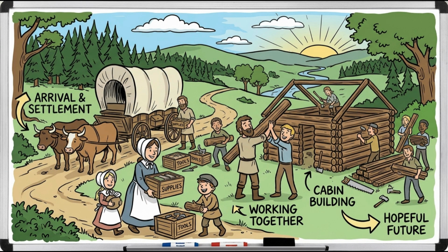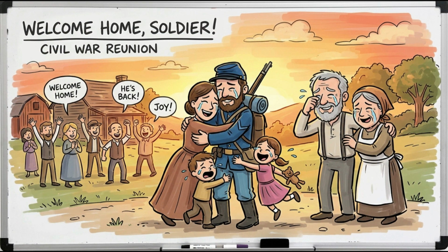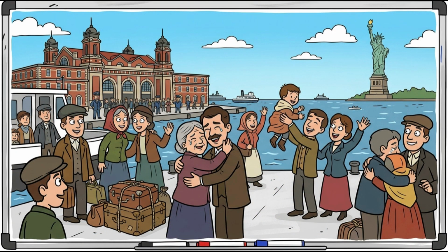Illustrate that starting a new life required trust, teamwork, and emotional support from others. Highlight how emotional tears express overwhelming relief after surviving hardship and long separation. Demonstrate that emotional tears have united families throughout history during moments of reunion and hope.